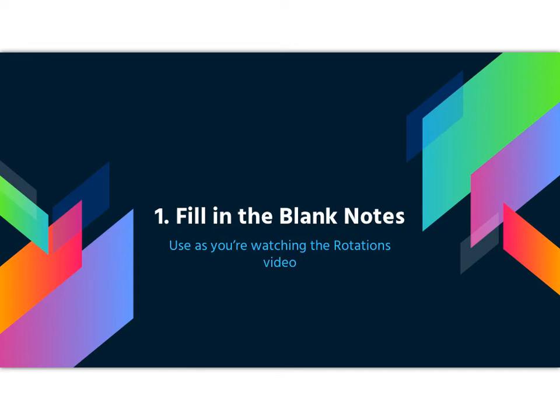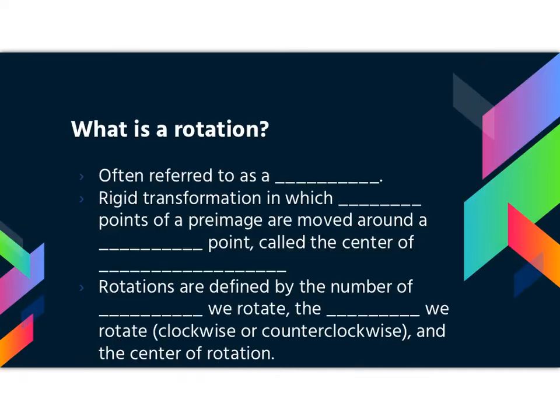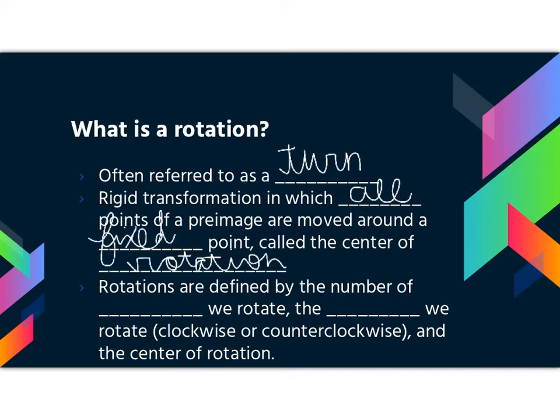In this video, we're going to learn about rotations. A rotation is also referred to as a turn. But mathematically, it's considered a rigid transformation in which all points of a preimage are moved around a fixed point, called the center of rotation. Note that a fixed point does not move. And in Math 2, the center of rotation is typically the origin, which is called the coordinates (0, 0), but it can be any point on the coordinate plane.